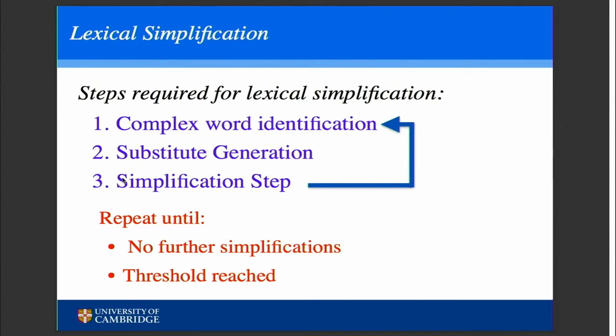And the threshold could really be anything, but one thing that you might do is, as we said at the beginning, 95% of words should be known for a non-native speaker. So you could set the threshold so that once 95% of the words are simple, we'll stop simplification.